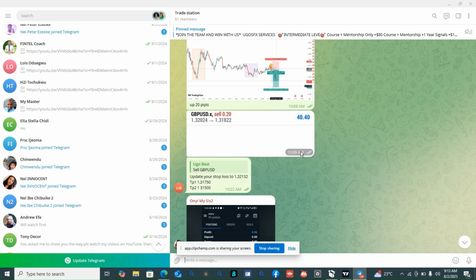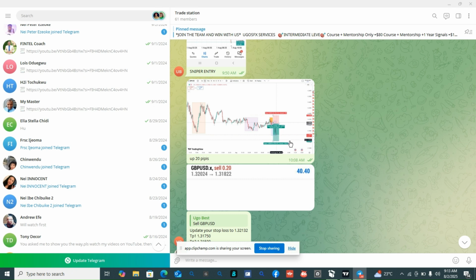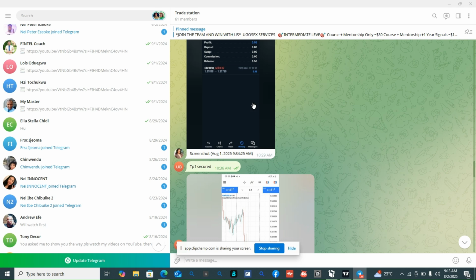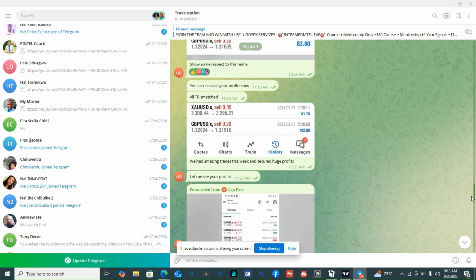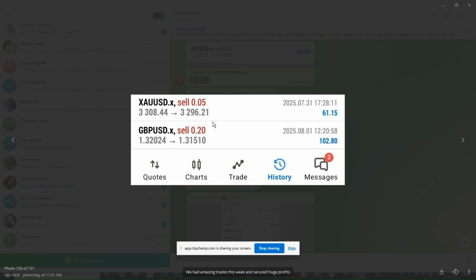And I was still holding my trade. And you can see that price delivered. This was when price was bleeding and price delivered. This one was other people's trade. So price delivered, you can see the result here. I entered this trade at 1.32024 and I exited at 1.31510, making a total of 51 pips. That is about $102.